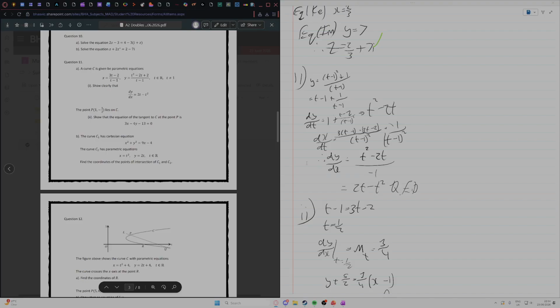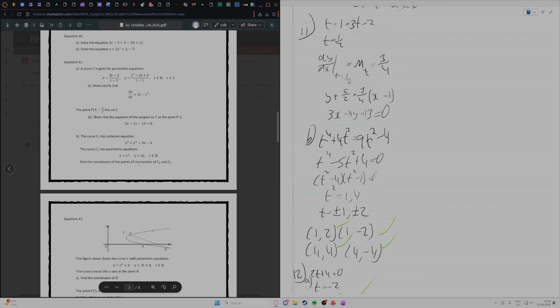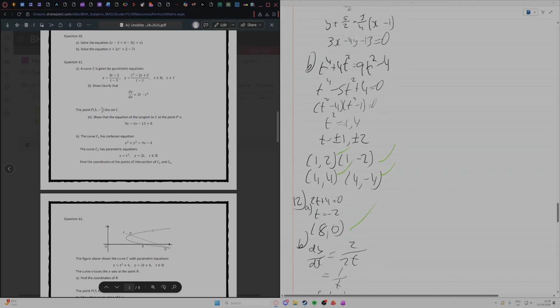dy/dx, yeah, easy stuff. It's a bit annoying because you have to do all this annoying quotient rule. But yeah, next, substitute, easy stuff. Part B, a lot of people don't realize how to find points of intersection with parametrics. You just substitute the x(t) equation and the y(t) equation into here, and you can see where the two things intersect.